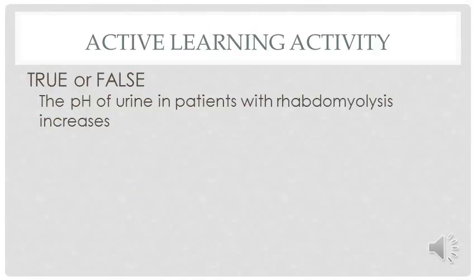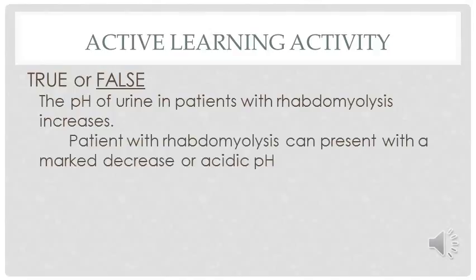True or false? The pH of urine in patients with rhabdomyolysis increases or becomes more basic. The answer is false. Patients with rhabdomyolysis can present with a marked decrease or acidic pH. In our case, it was mildly acidic at a 7.0, but can become even more acidic.